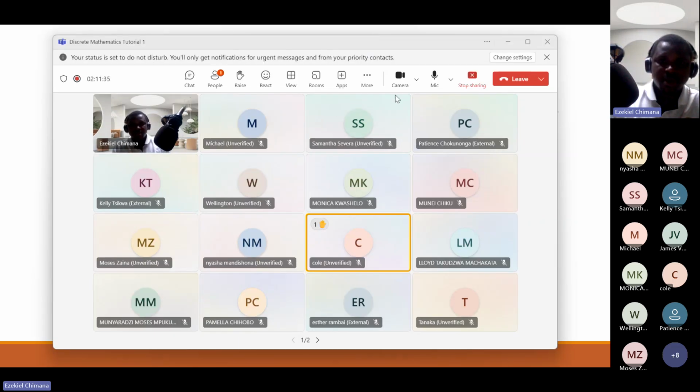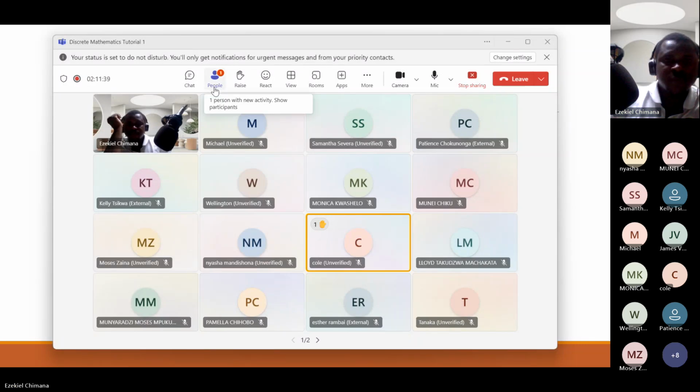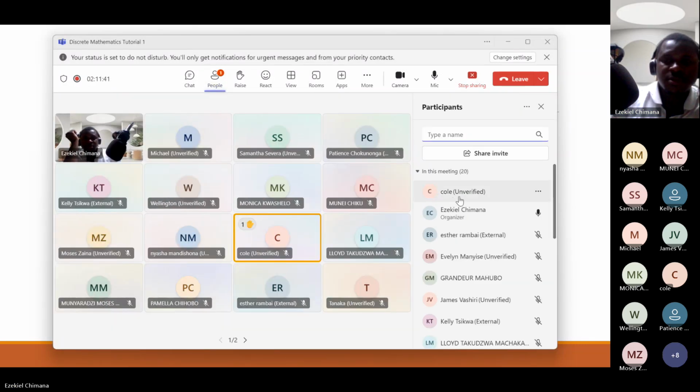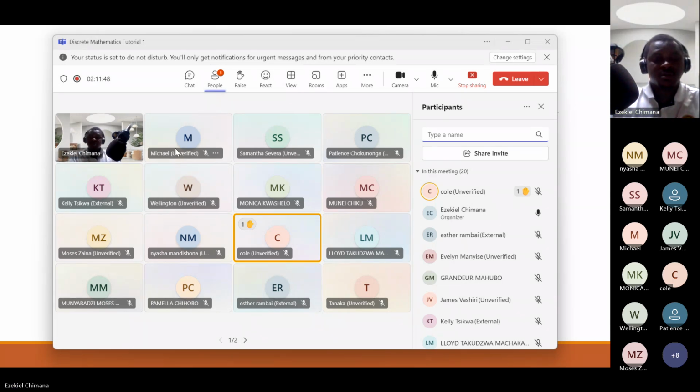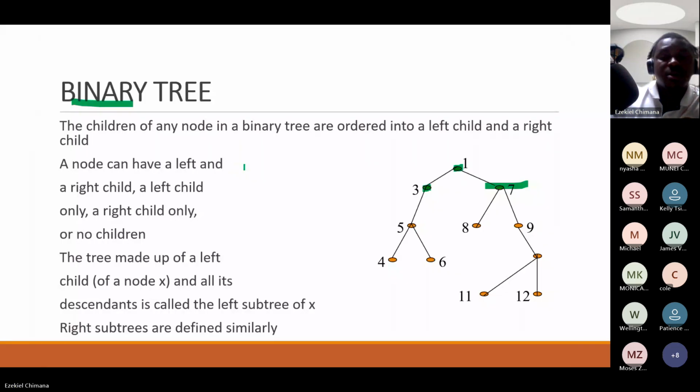There's a hand raised by Core. I don't know, you want to say something? If you want to say something, you can unmute yourself. Okay. Maybe it was an odd hand.